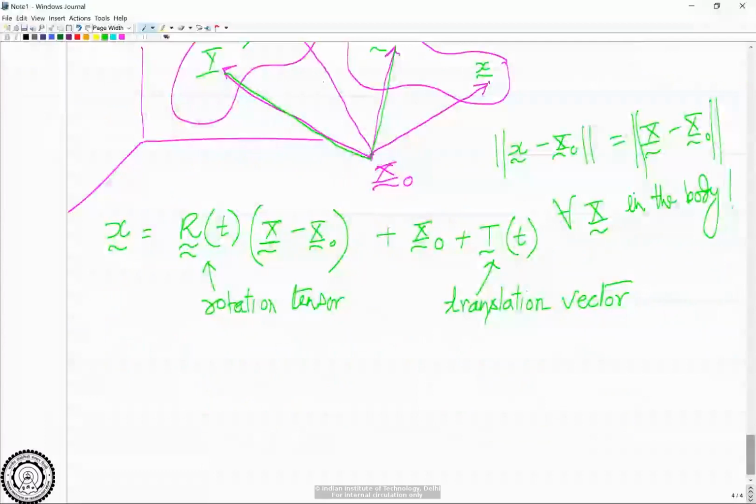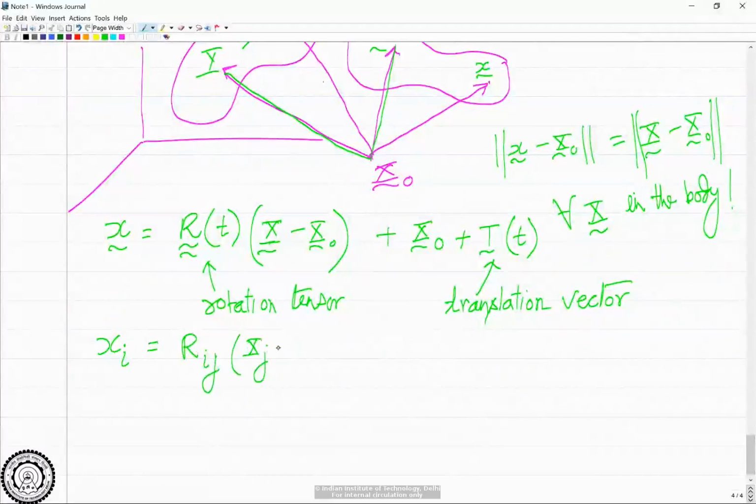Maybe let us write down the component form of this formula. So small xi, what do you think, what is this equal to? Will it be capital R_ij into (capital X_j minus X naught_j) plus X naught_i plus T_i? Would you agree with this? I am just taking the ith component. Okay. Now, if this is the case, then what is del small xi by del capital X_j?